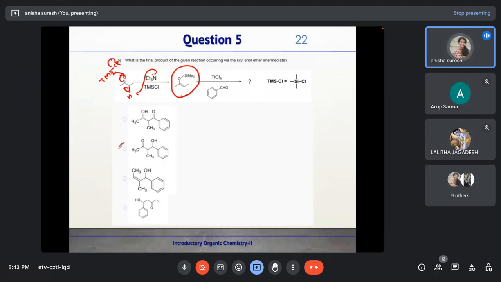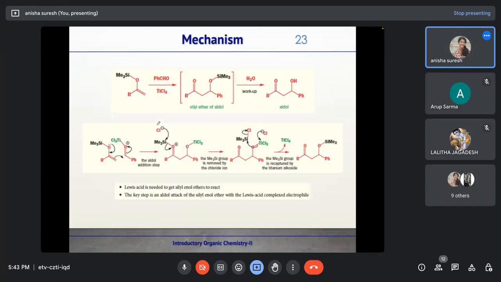The right option will be option B. We will see the mechanism, then it will be clear. This is a general mechanism. Our substrate is like this: OSiMe3 with a double bond, and this is our intermediate. It is treated with TiCl4 and benzaldehyde.